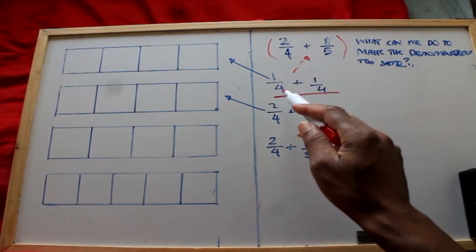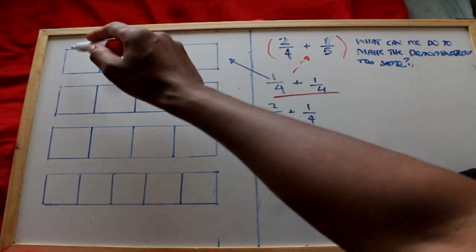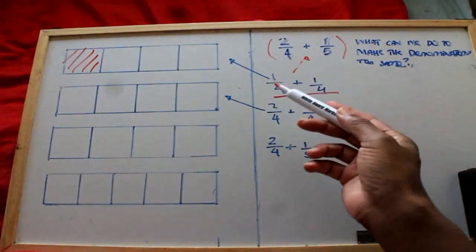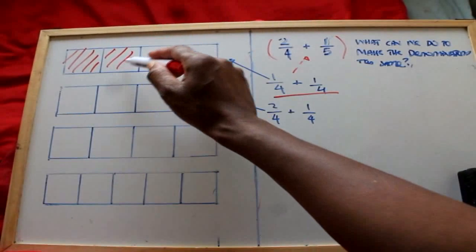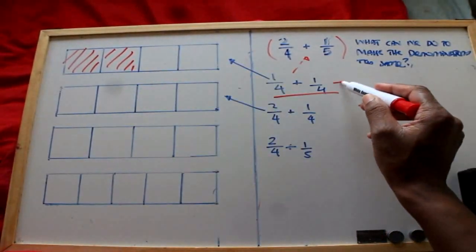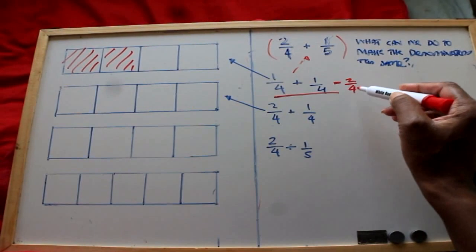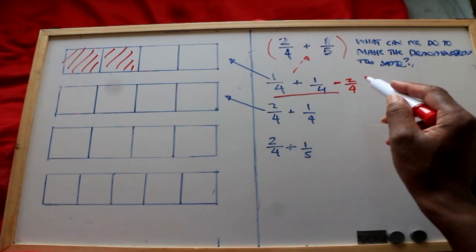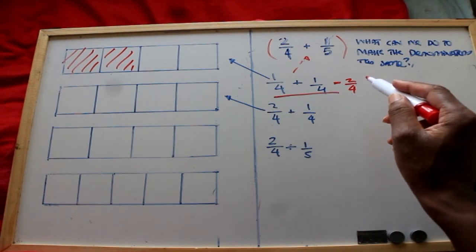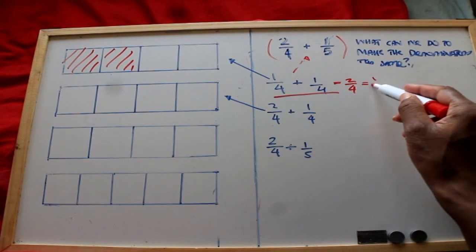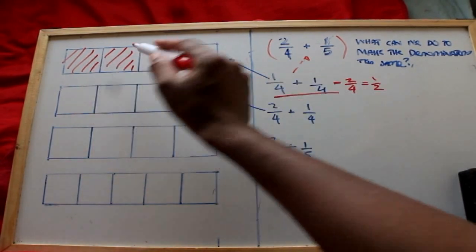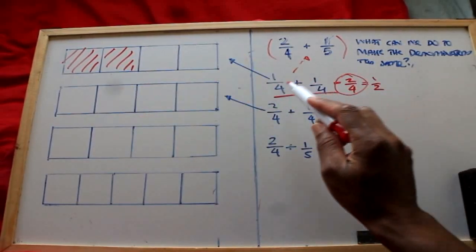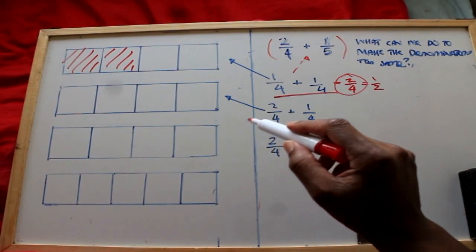So we want 1 over 4 plus 1 over 4. Well, that equals 2 over 4. But if you remember our section on equivalent fractions, this is also equivalent to 1 over 2. And you can see it's 1 over 2 anyway because it's half of the whole thing. But for now, let's just say 1 over 4 plus 1 over 4 is 2 over 4.